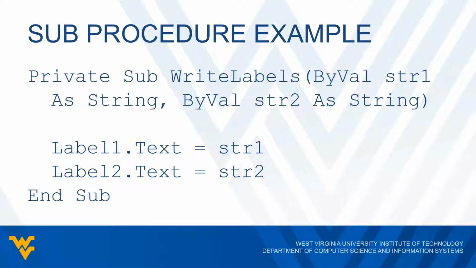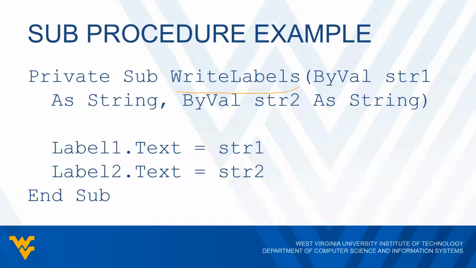Here's an example of a sub procedure. The name of this sub procedure is write labels. We see the name is given right here. And then we have two parameters. I couldn't fit this all in one line, so it's on two separate lines. We have a parameter called str1, which is designated as a string because we can see str1 as string. And then our second parameter is str2, which is also a string.